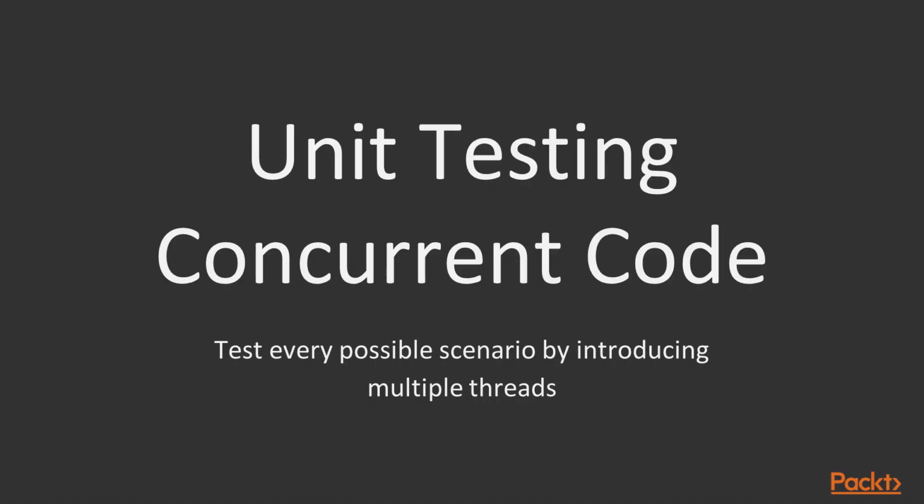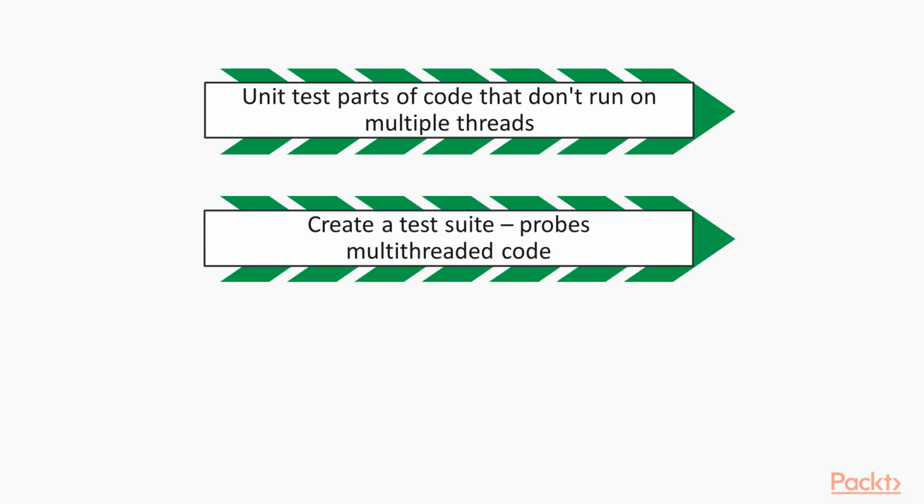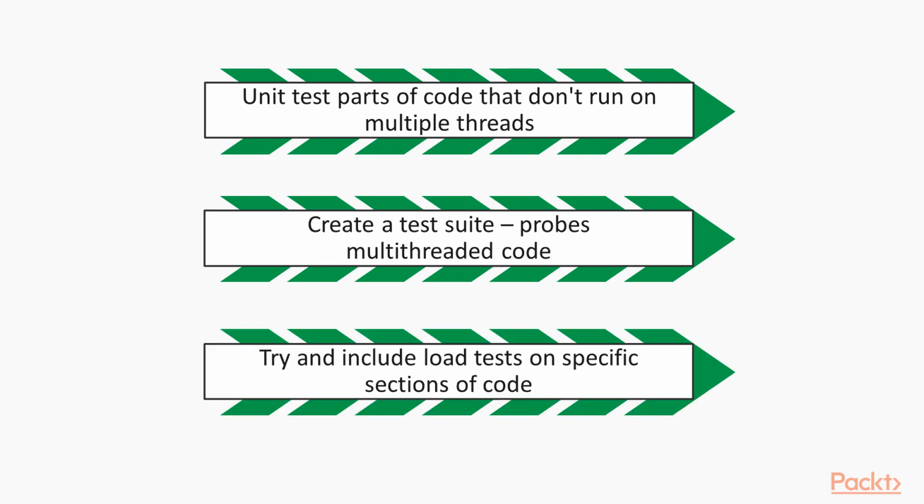Next is unit testing concurrent code. You will likely never be able to test every possible scenario of your codebase if you introduce multiple threads. Ideally, you should try to follow a blend of different strategies, like the few displayed on the screen. The first option is to unit test the parts of your code that don't run on multiple threads. Or we can create a test suite that probes your multi-threaded code in a variety of different ways. If possible, try and include load tests on these specific sections of code to give you confidence that your multi-threaded logic stands up to constant pressure.